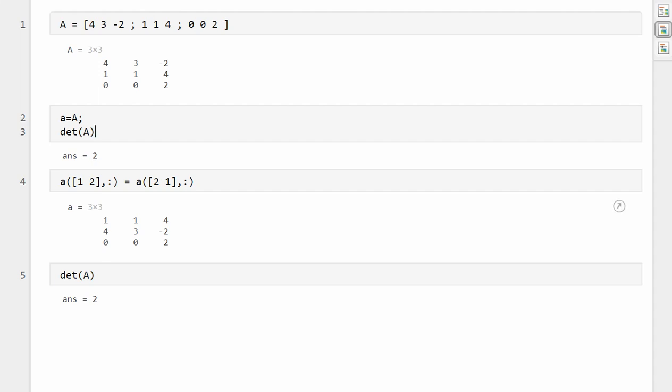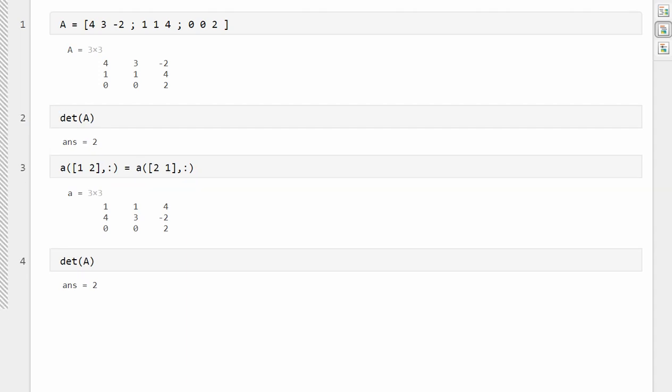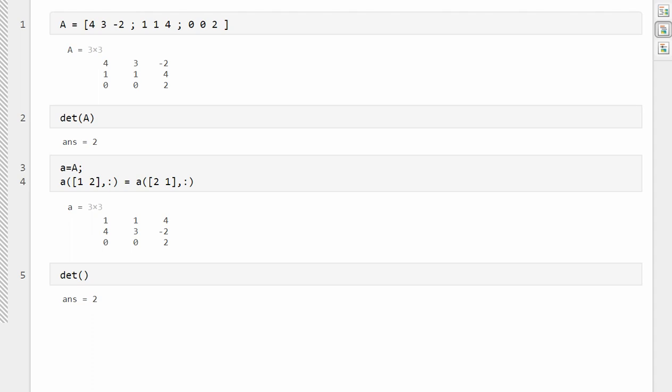And I'm a little bit confused because this should have changed. Let's see. So the determinant of A. Let me pause this for a second. And I realized the mistake I made. The mistake with this is a capital A. So when I get everything right, there we go.